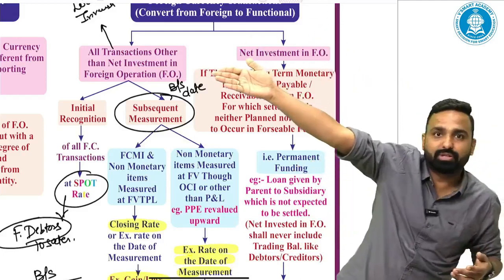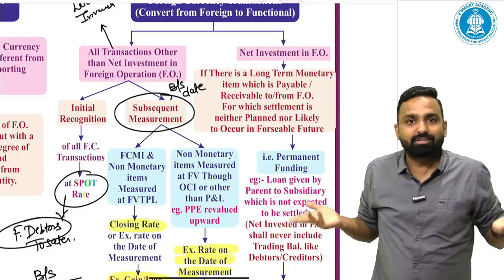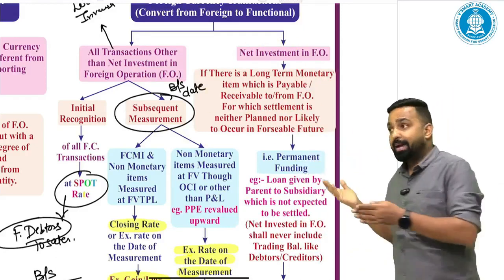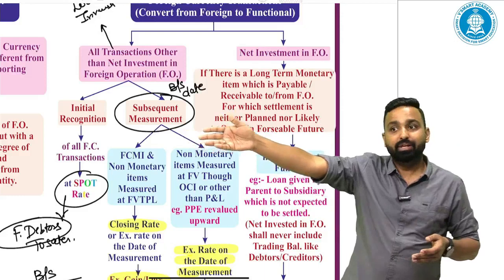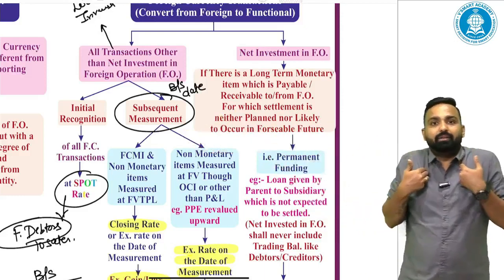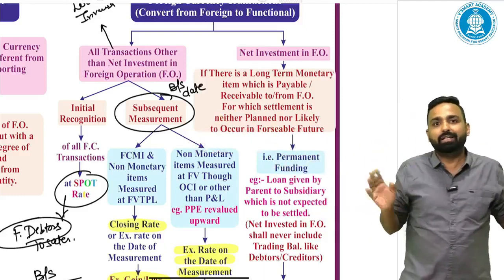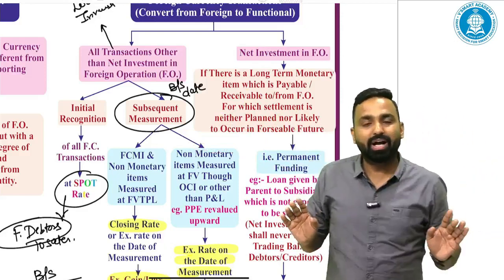I have already invested in the equity share of the subsidiary company. Now I am giving one loan to my subsidiary, which I will never get repaid. The loan will never get settled. Are you understanding or not?